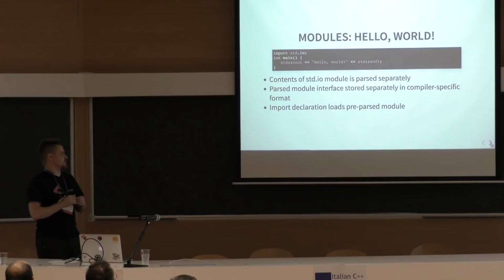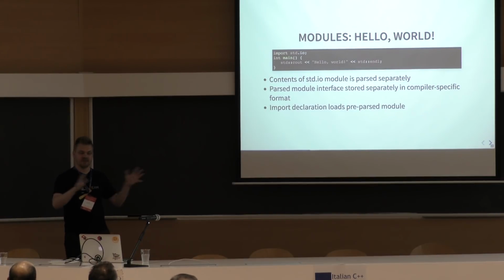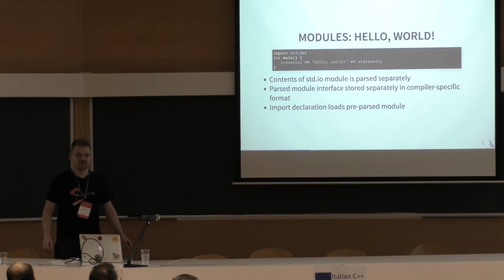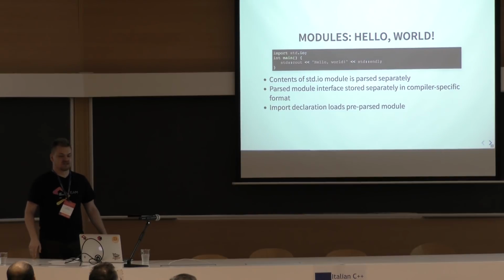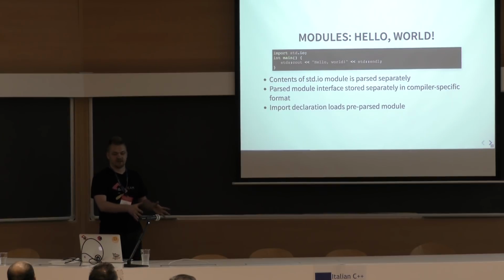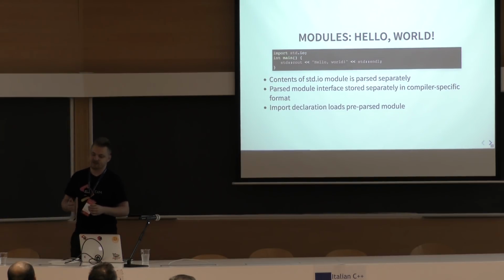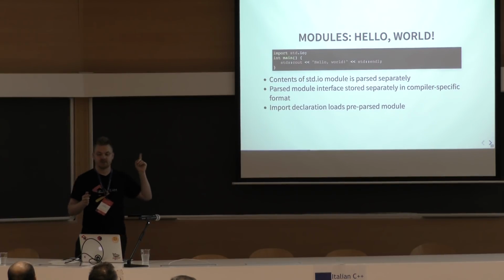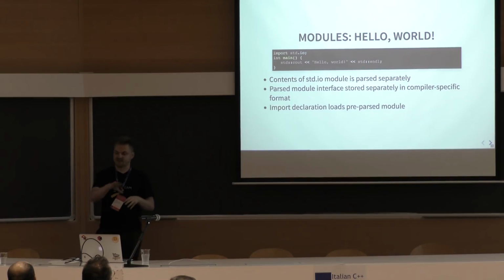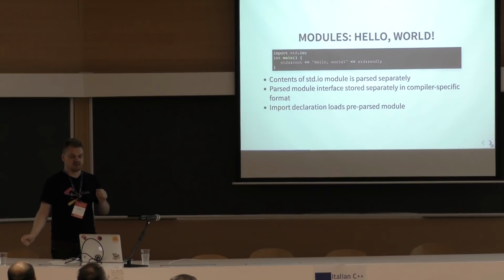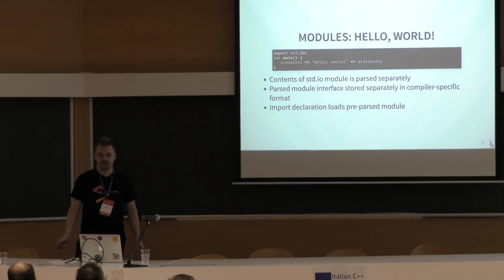And what does happen? It means that somewhere in your file system, a module called std.io exists. And it's parsed separately, and when it's parsed, it's stored in a separate file. Usually it's a compiler-specific format, and when the compiler reaches this import declaration, instead of pasting the text of iostream here, it just loads the thing it parsed before and uses it. And it's way more effective.